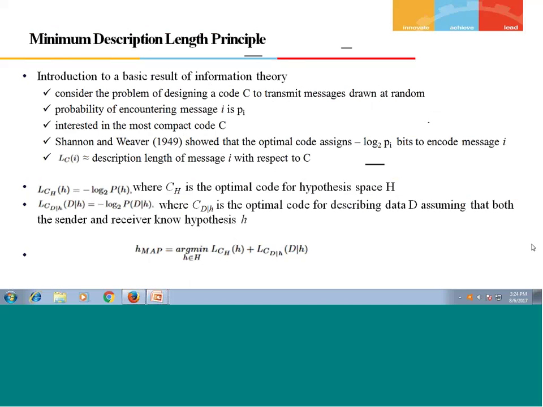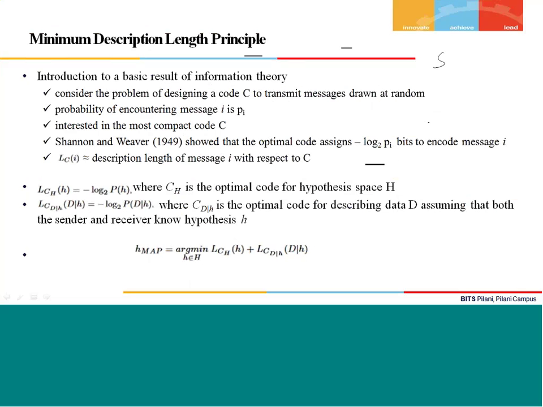So, an introduction to a basic result of information theory. Consider the problem of designing a code C to transmit a message drawn at random. Let's say you want to transmit a message from a sender to a receiver. So there is a sender and there is a receiver. The sender wants to transmit a message, so you design a code for transmitting it.